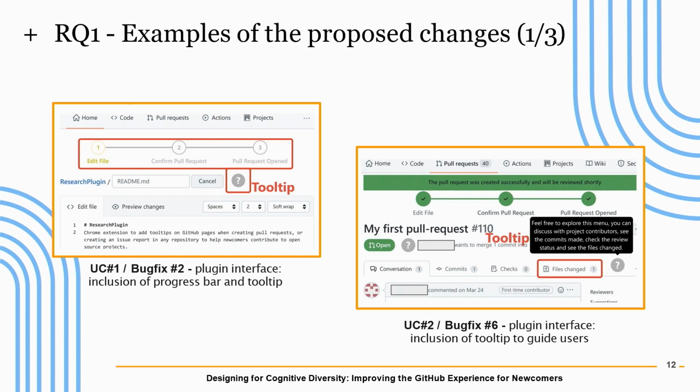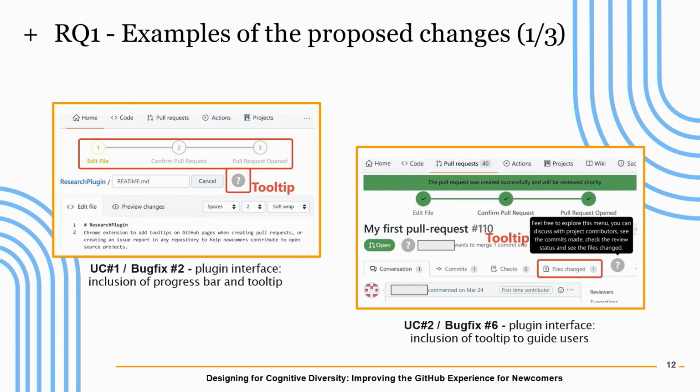we ask the users to look for the files change, but we saw that the users got lost in this menu, this four menu. So that's why we included the tooltip there, to call attention to the files change and guide the user to show where he can see the changes that he made in the previous pull request.